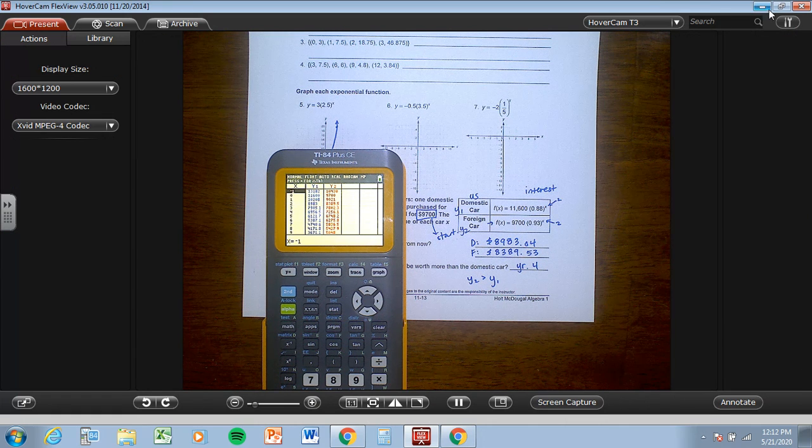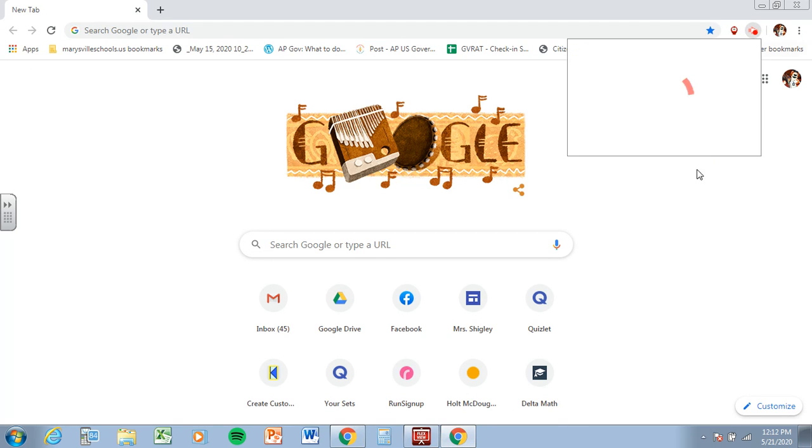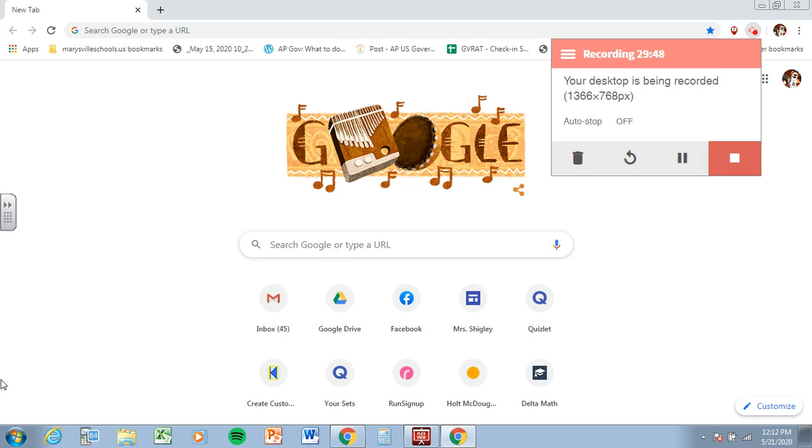And let's see here. Where's my little stop button? I can never find this. It's like in a different place every time, and I really don't know why so much.